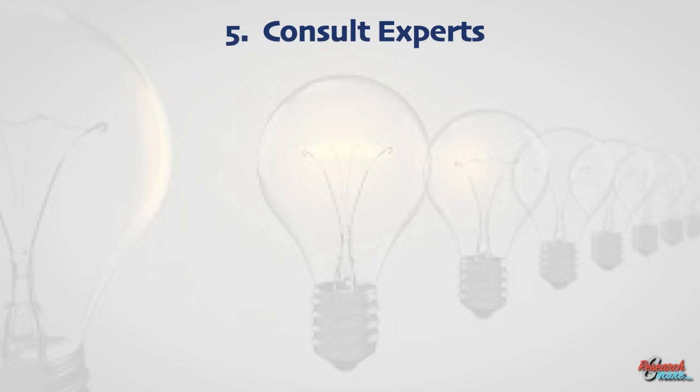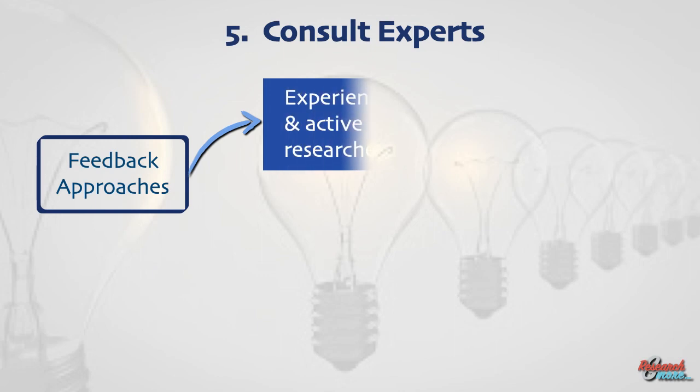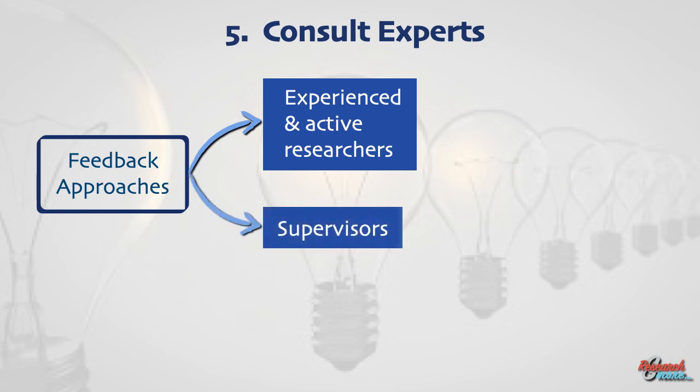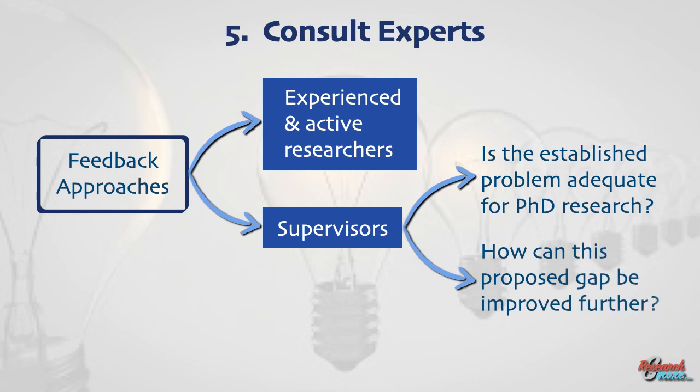Once a research gap or problem has been identified, you can get feedback from domain experts. Feedback on the potential research gap can be done using two main approaches. The first is by seeking feedback from available, experienced, and active researchers. You may also obtain feedback simply by asking your supervisors questions such as, is the established problem adequate for PhD research? And how can this proposed gap be improved further?